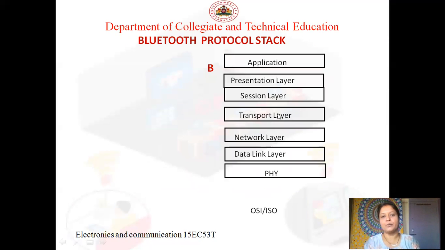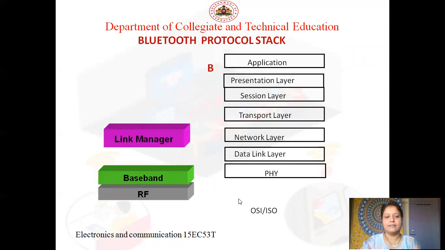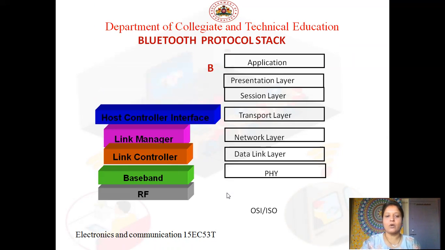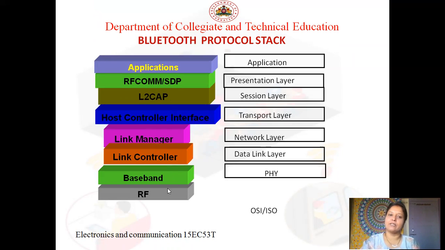Now what is the Bluetooth protocol stack here? What is the layer diagram? If you observe the OSI model, there are the physical layer, data link layer, network layer, transport layer, session layer, presentation layer and the application layer. In the same fashion, what are the different layers and what are their functions here? First is the RF layer. Second is the baseband layer. Next are the link controller and the link manager, host controller interface, L2CAP layer, RFCOMM layer, and the application layer. This is the layer or protocol stack for Bluetooth.